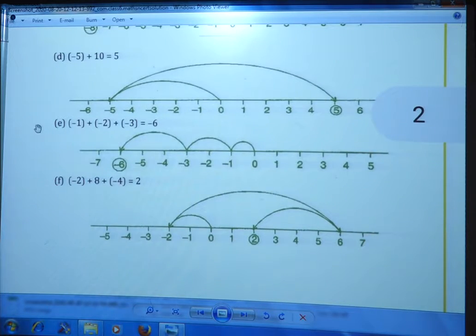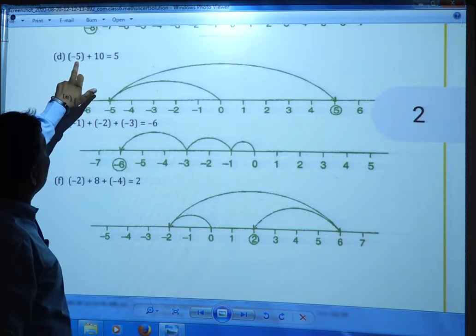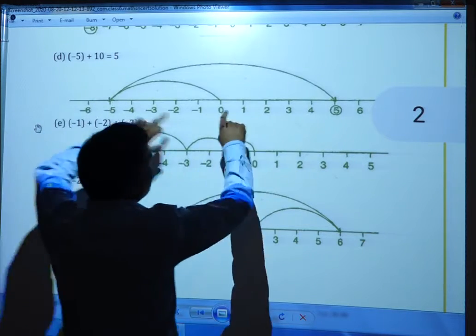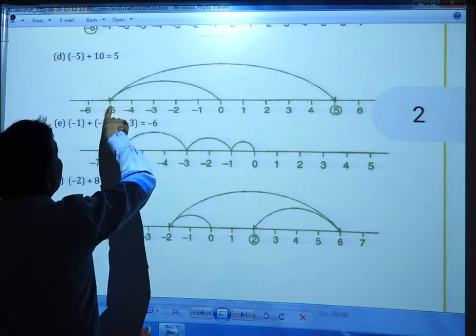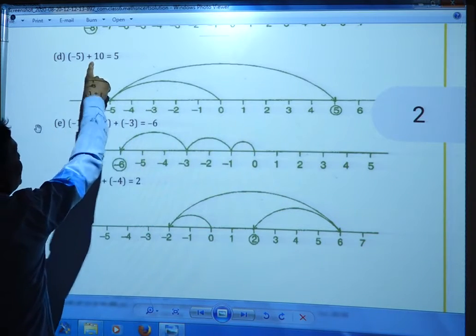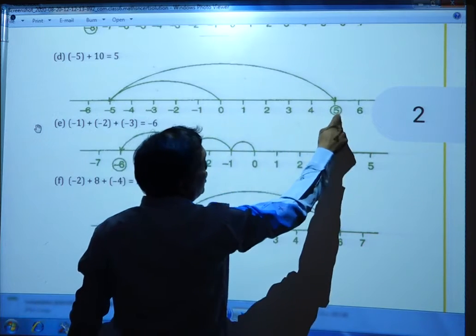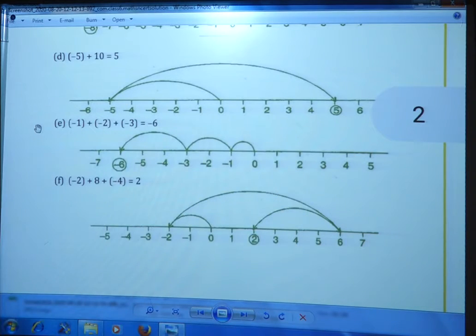Next question. Minus 5 plus 10. First draw the number line, 0, plus sign, minus sign. First you have to come to minus 5, and from here you have to count plus 10. Go 10 steps. So you will reach plus 5.